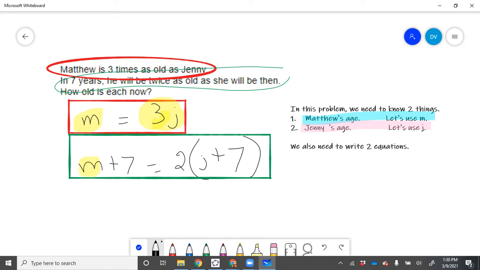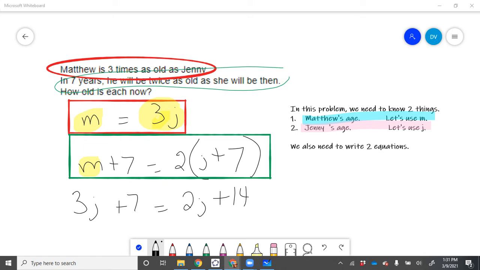So let me write this equation again, the one in the green box. Can I distribute that? 2 times J is 2J. 2 times 7 is 14. But instead of writing M, tell me what I'm going to write. Very good. 3J. All right, make sure you write that equation down too.